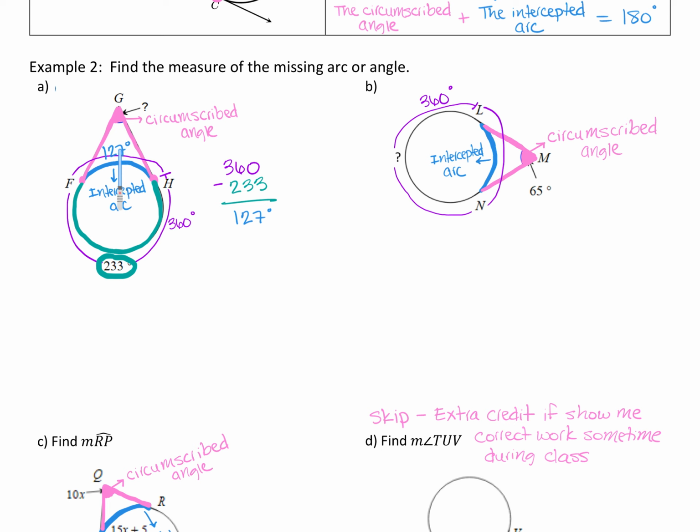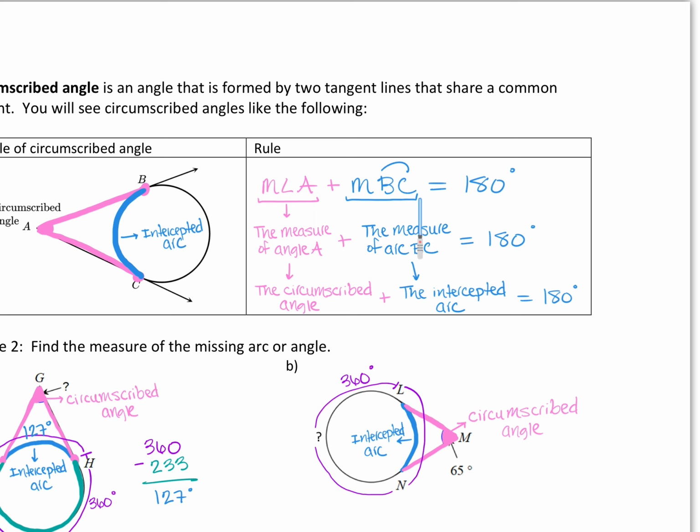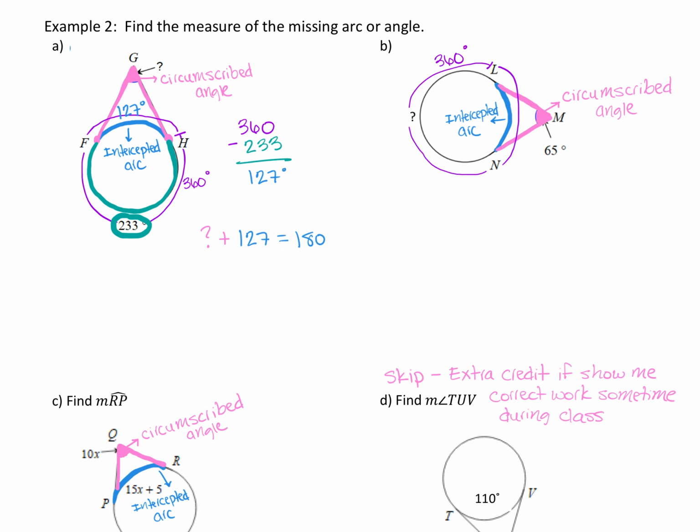So that is this blue arc right here. And now we use our rule where it says if we take the circumscribed angle and add it to the intercepted arc, which is 127 degrees, it equals 180 degrees, right? So this rule right here. And now we can subtract 127 from both sides, and that means my question mark is equal to 53 degrees.